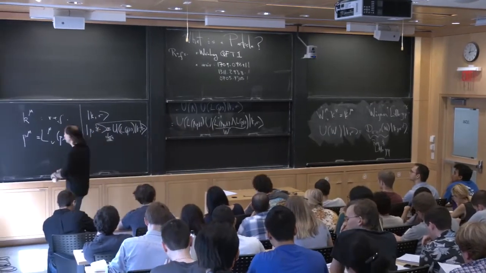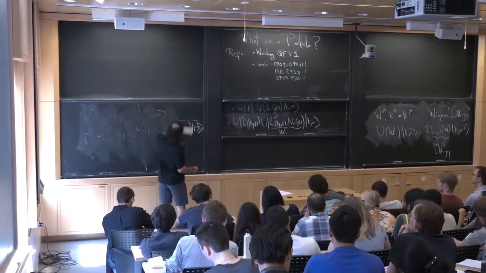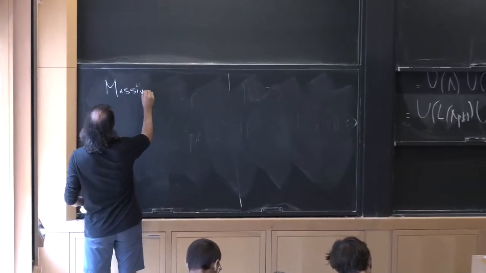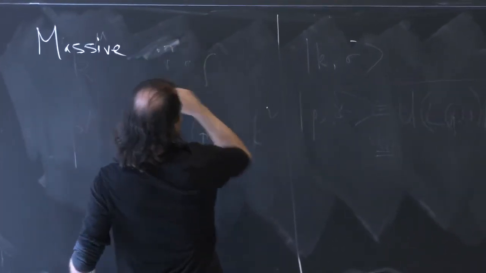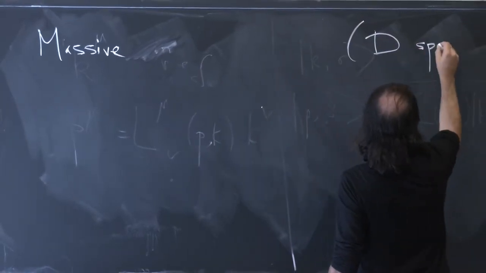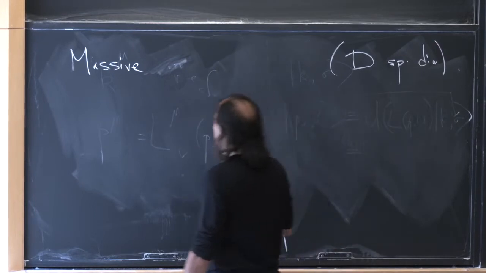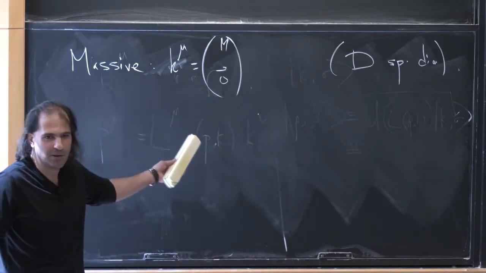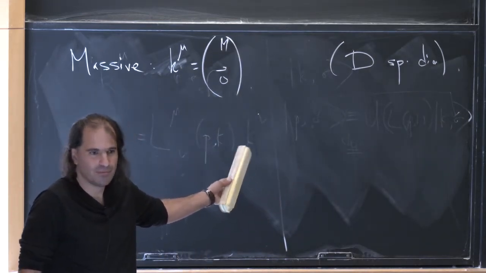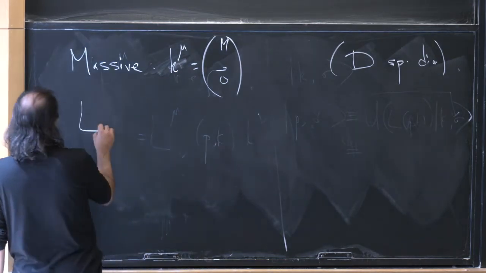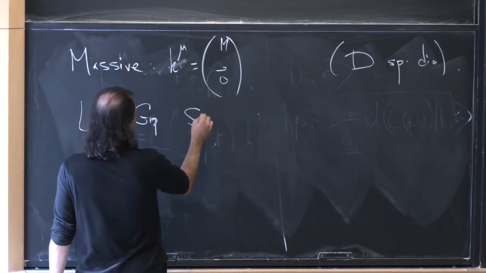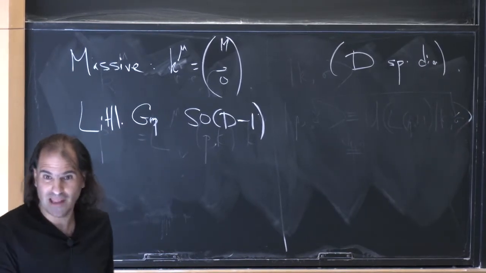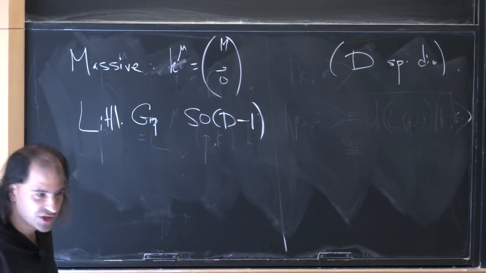Now, what happens when the particle is massive? Let's say I'm in capital D spacetime dimensions. Then if it's a massive particle, I can choose my reference momentum to be k mu equals (m, 0). So who is the little group? It's just spatial rotations. And so the little group in this case is just SO(D-1). And therefore, for massive particles, the labels are spin. They're labels of SO(D-1). In 3 dimensions, just of ordinary rotations, they're just spin.